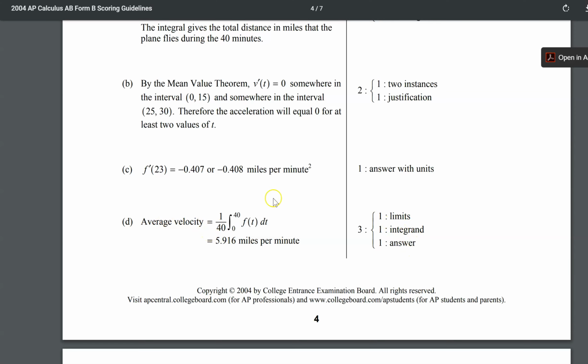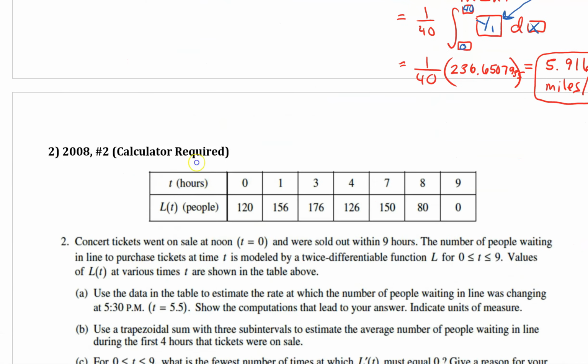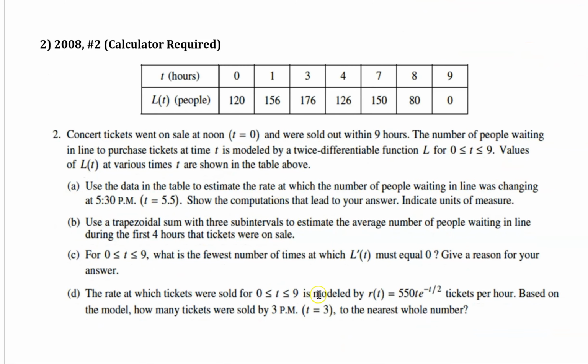So they gave 1 whole point just for recognizing that we're integrating velocity, and then 1 point for the answer, which is the 5.916. So that walks you through the first one. Your job now is to go through the rest of these.